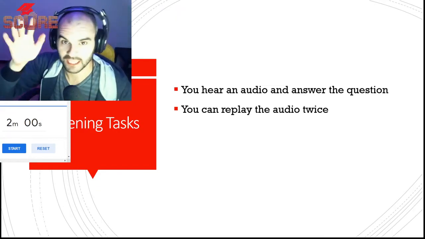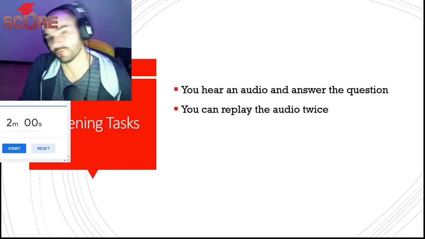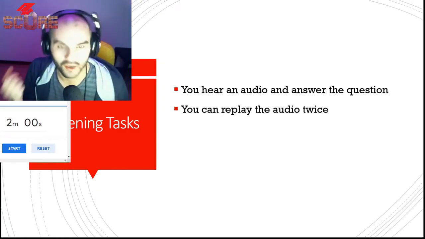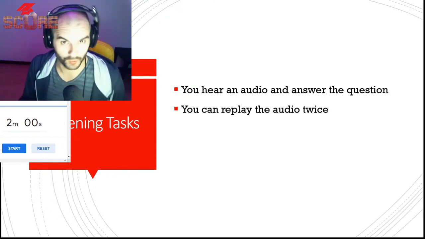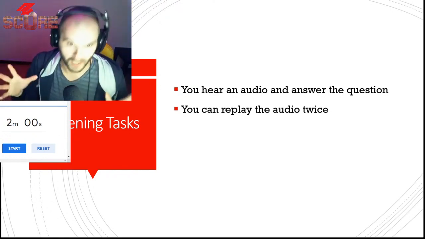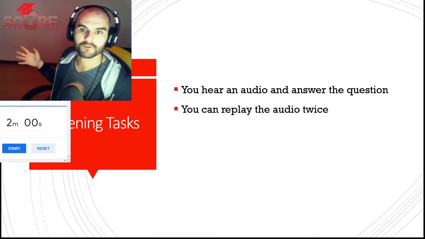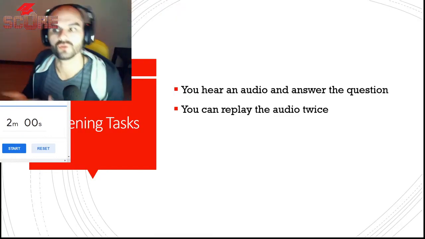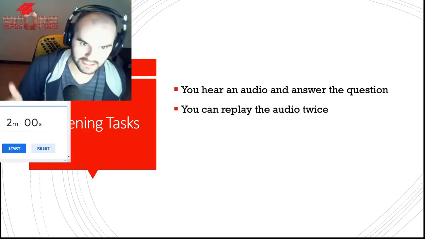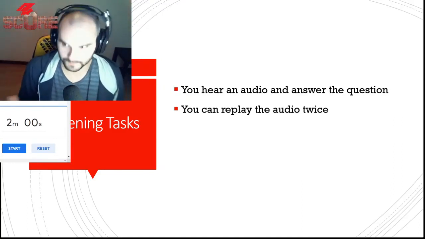So let's say you were doing a writing task and you just finish your writing task and then you hit next. It will start playing that audio immediately on the Duolingo test. So you're going to lose one of your listens right away, and you're probably not going to be prepared for it. So you're going to need to hear it again. I would recommend listening to it again before you start.